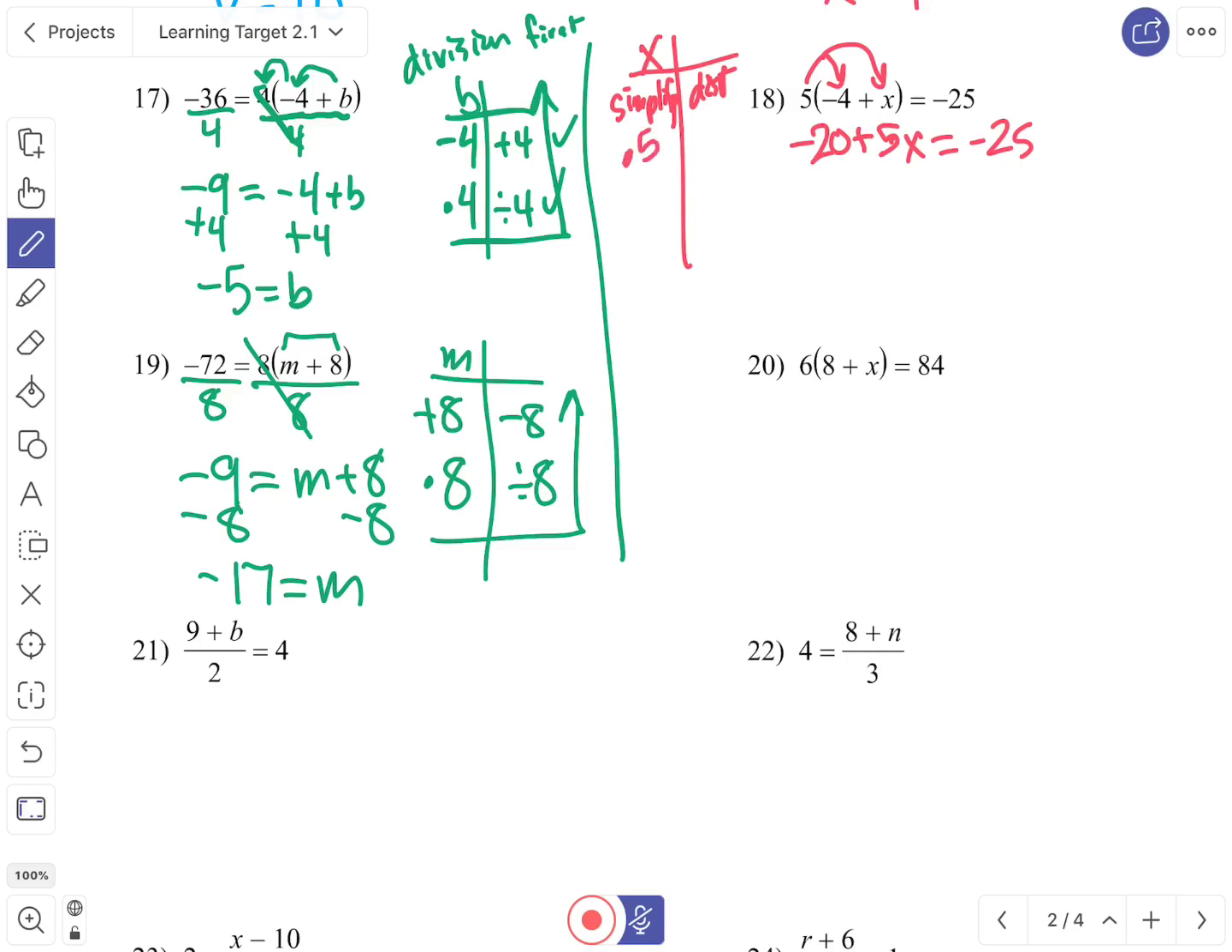Well, first I'd times by 5, then I would subtract 20. So going backwards, I add 20 first, giving us 5x equals negative 5. Then I divide by 5, giving us x equals negative 1.